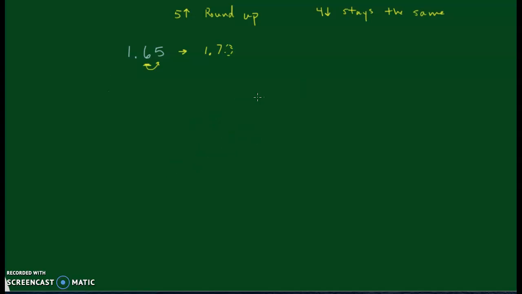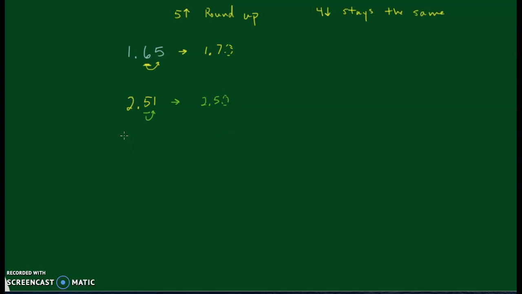Our next number, let's do 2 and 51 hundredths. So again, we're rounding to the tenths place. The 5 is in the tenths place. We look 1 spot to the right, which is a 1. 1 is less than 5, so it's going to stay the same. So 2 and 51 hundredths to the nearest tenth would be 2 and 5/10, or you could say 2 and 50/100ths.